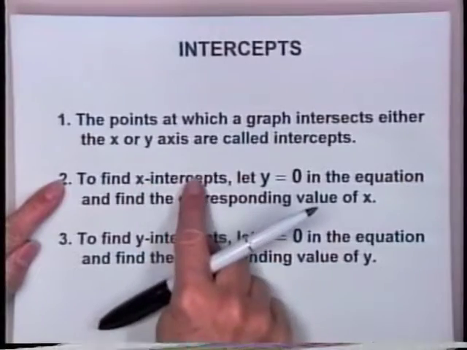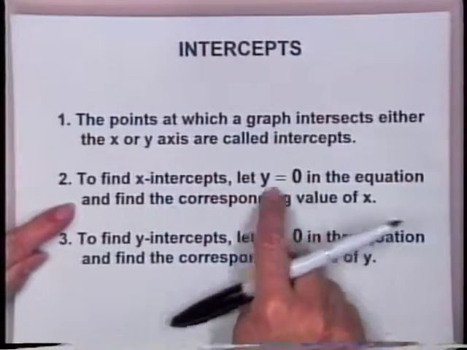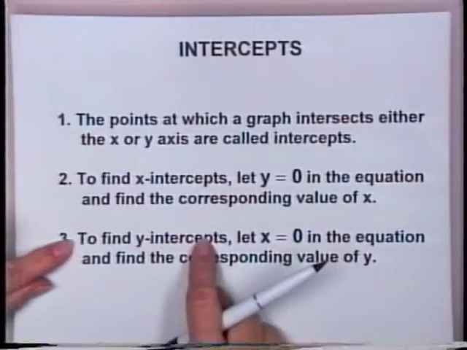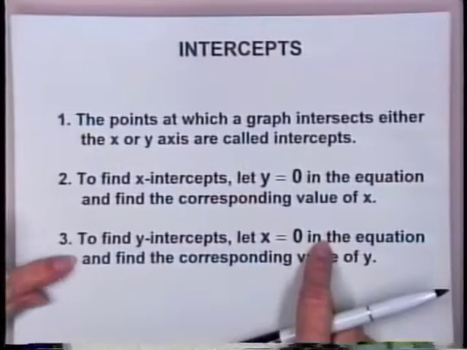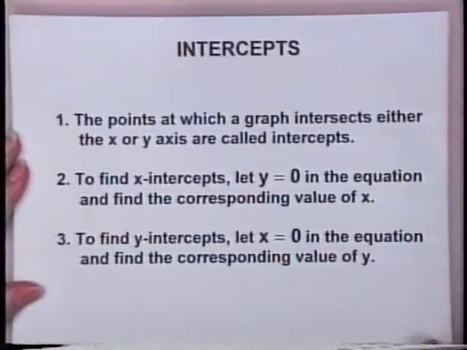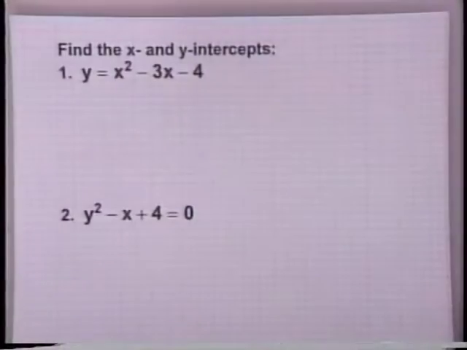To find x-intercepts, we know our y is going to be 0, so we'll substitute that in and find the corresponding value of x. And then vice versa. To find y-intercepts, let x equal 0 and find the corresponding value of y. You're going to want to think about this and be sure you understand this. It's not difficult, it's just remembering what to do.